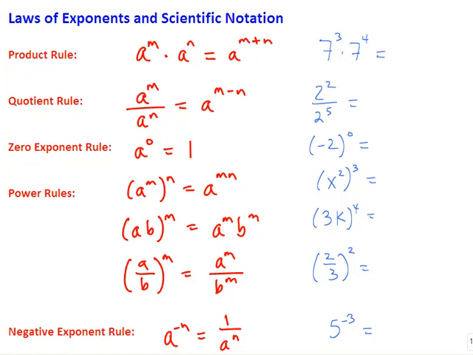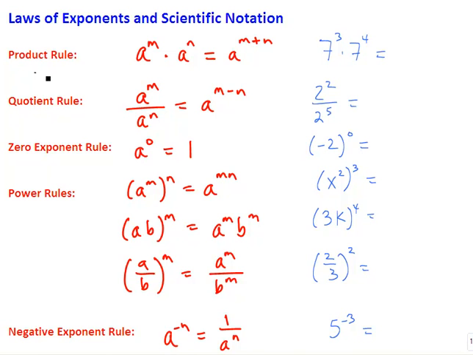Welcome to the lecture on laws of exponents and scientific notation. Today we're going to talk about the various laws of exponents, practice using them, and then use them to solve expressions involving exponentials. So let's start by reviewing the product rule.